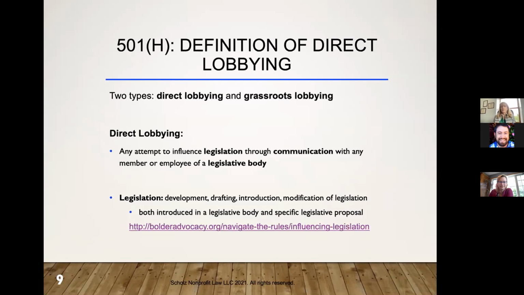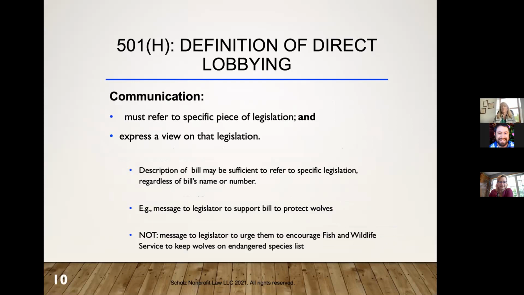And so then we have to start thinking about what's lobbying. And there are two different kinds: one is called direct lobbying, one is grassroots lobbying. So quickly, any attempt to influence legislation through communication with any member or employee of a legislative body, that's lobbying. So you'll see we get into the definitions here. Legislation is really what you think it is, but it's also work in preparing for writing legislation. So legislative proposals. It doesn't have to have just been introduced as an official bill. And then communication, also what you would expect. However, there are two key parts to this. It must refer to specific legislation and express a view on that.